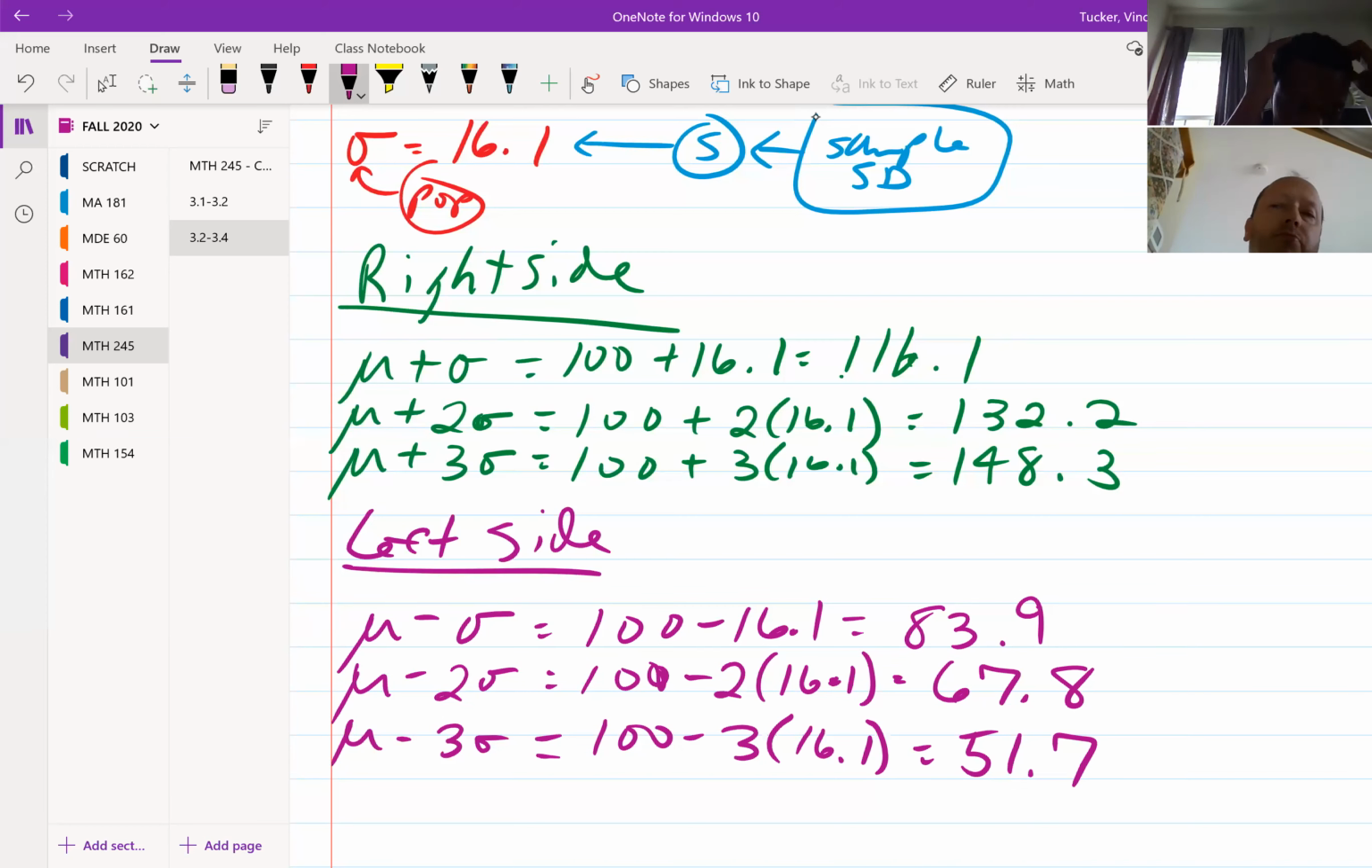Questions on how we got those values before we go to the application of those values? You'll start in the middle with your mean. Your mean is in the middle. You're going to add a standard deviation 3 times. And then to go to the left side, you will subtract the standard deviation 3 times.